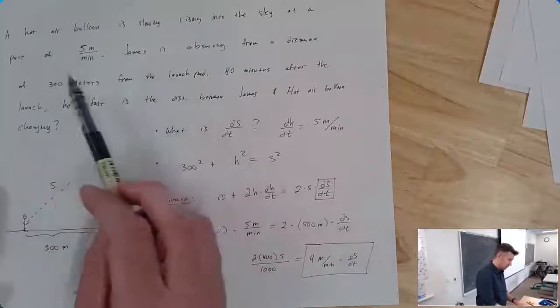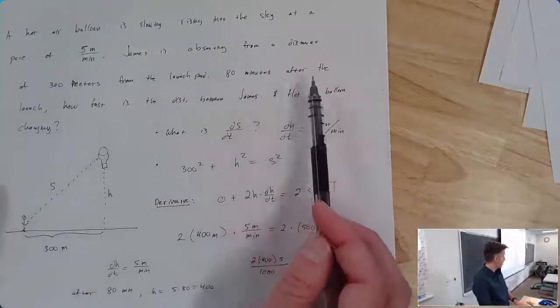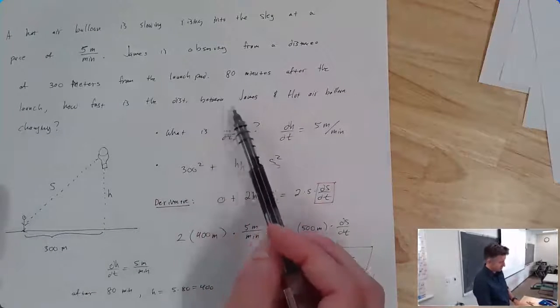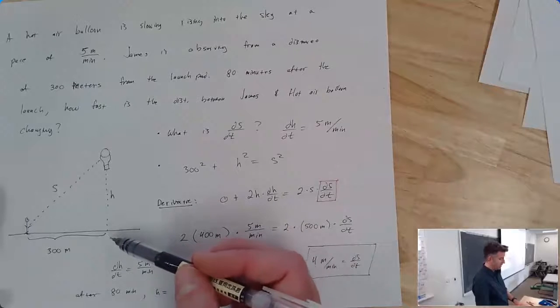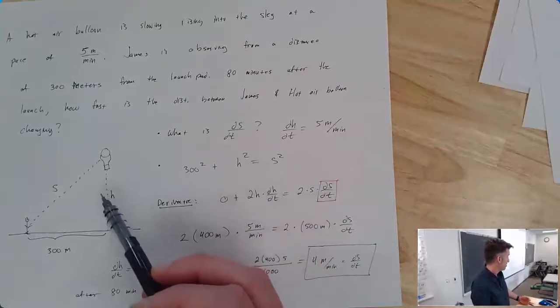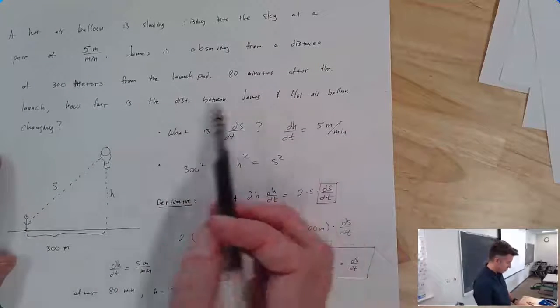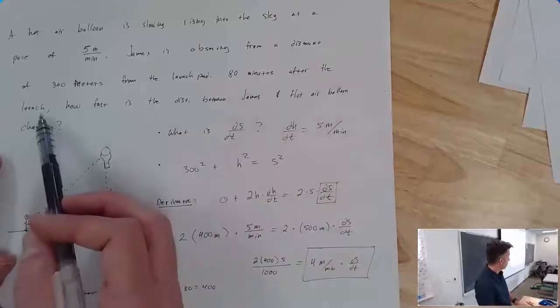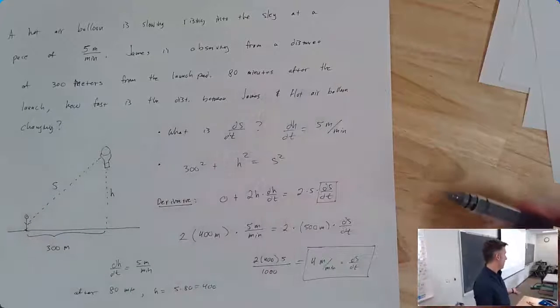So James is observing from a distance of 300 meters from the launch pad. 80 minutes after the launch, how fast is the distance between James and the hot air balloon changing? So if I have launched it and I know it's rising at 5 meters every minute, right? I'm asking how fast, what's happening, 80 minutes after the launch.